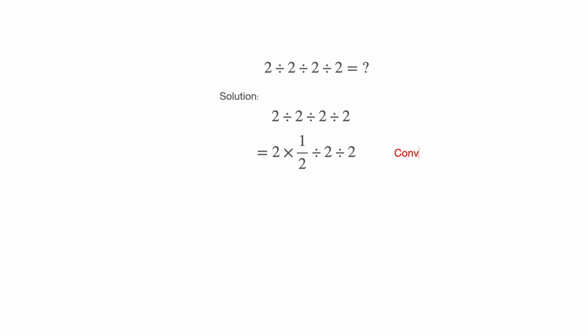First, we have 2 multiplied by 1/2. We can think of the multiplication as putting things together, so basically we're putting 2 halves together. What do we get? That's right, we get 2 halves, which is the same as 1 whole.